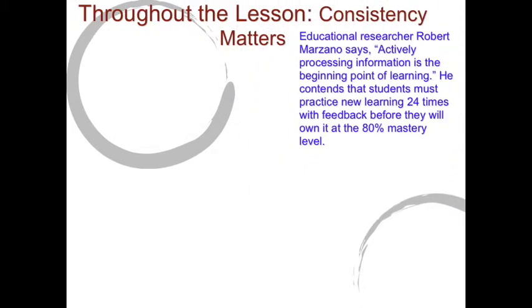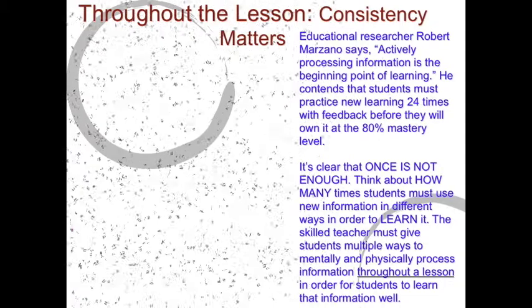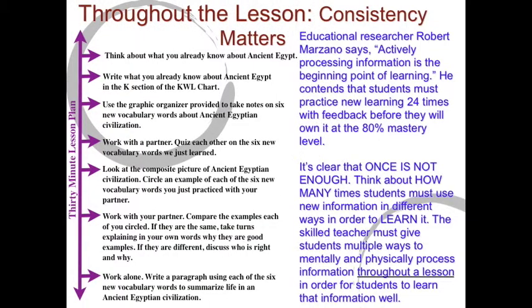Educational researcher Robert Marzano says, actively processing information is the beginning point of learning. He contends that students must practice new learning 24 times with feedback before they will own it at the 80% mastery level. His comments make it clear that once is not enough. Think about how many times students must use new information in different ways in order to learn it. The skilled teacher must give students multiple ways to mentally and physically process information throughout a lesson in order for students to learn that information well.